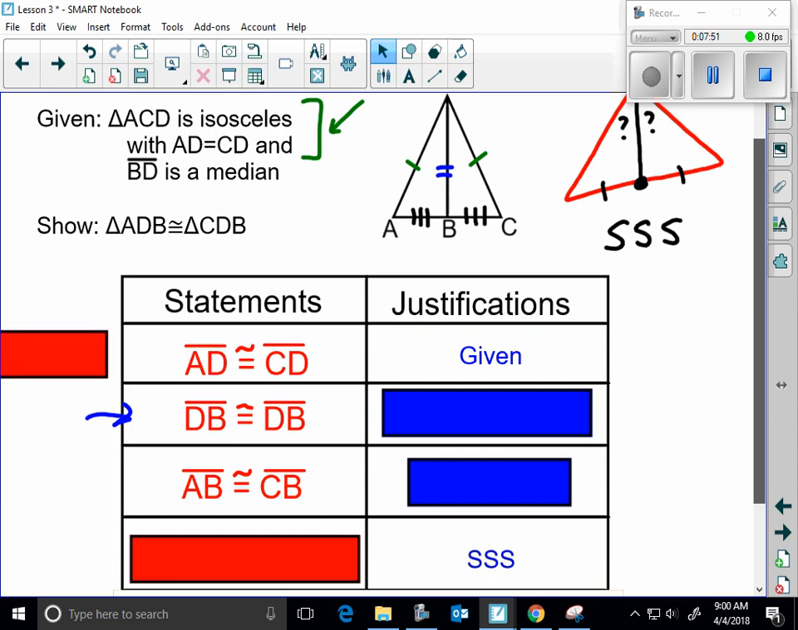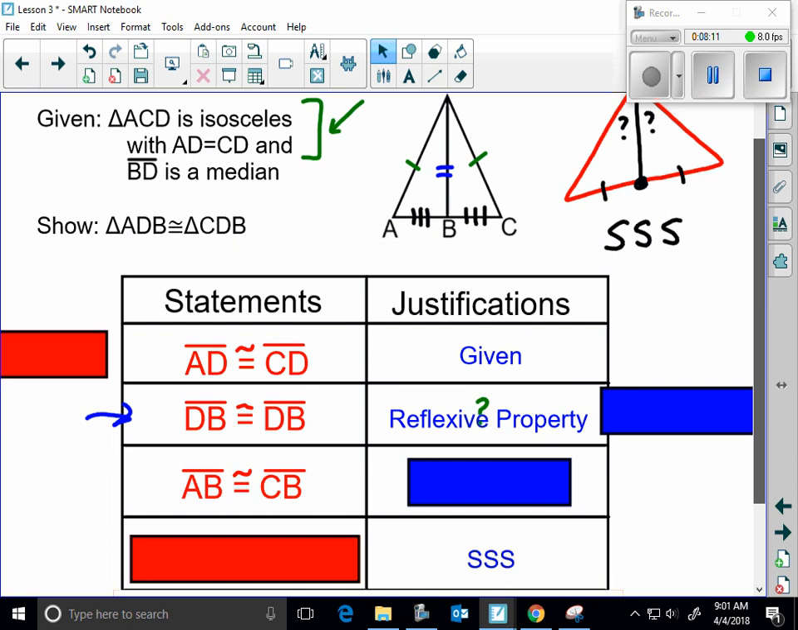AD equals CD is just that their lengths are the same. We want congruent statements, not equations. So AD is congruent to CD. It's given. What would your justification be right here? Reflexive property. Good. How do I know it's the reflexive property? Anytime you have anything congruent to itself, you got reflexive property as your justification.